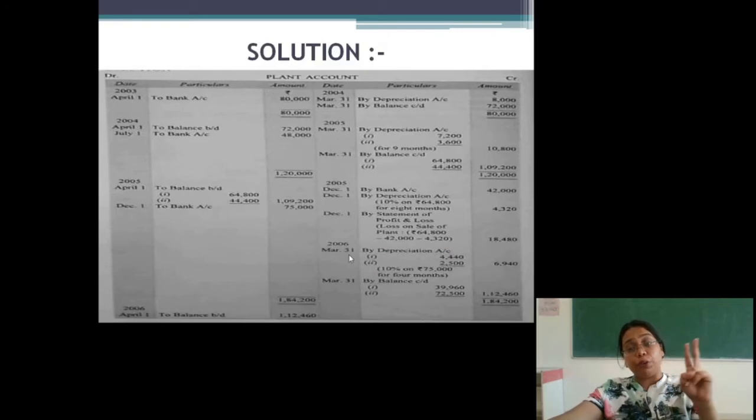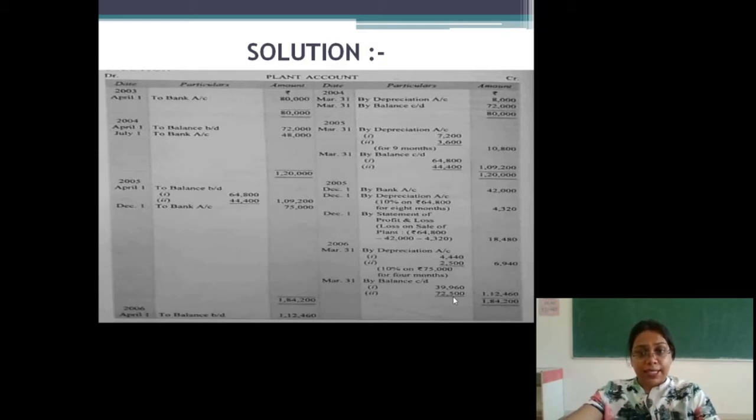75,000. Now we will have to charge depreciation on two machinery, that is machinery 2 of 44,400 and machinery 3 of 75,000. We will charge 10% depreciation on both the machinery. So on machinery 2, 10% of 44,400 will be 4,440. And in case of the third machinery, we are purchasing on 1st December, so we'll charge the depreciation from 1st December to 31st March only. So these will be 4 months.